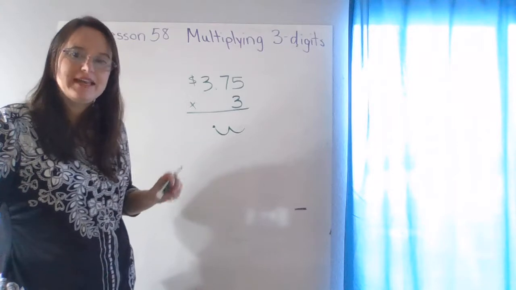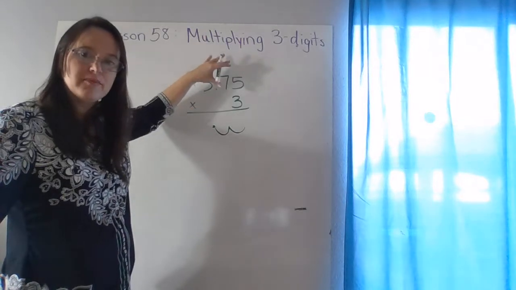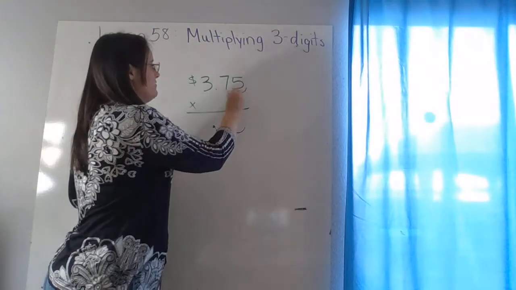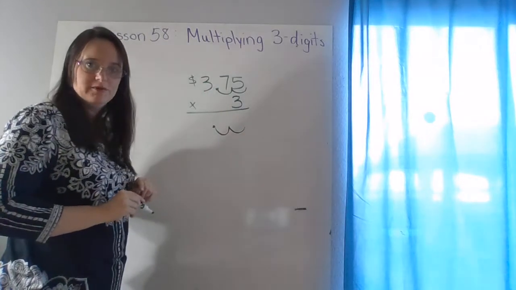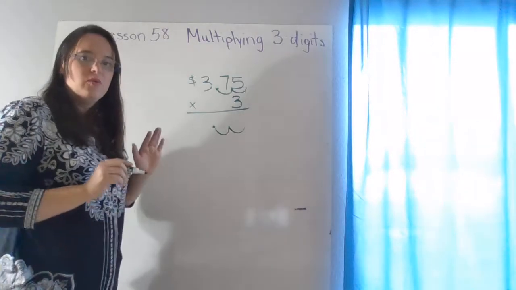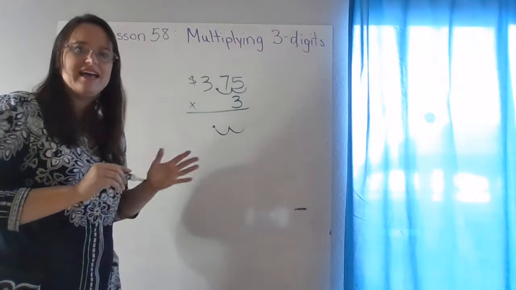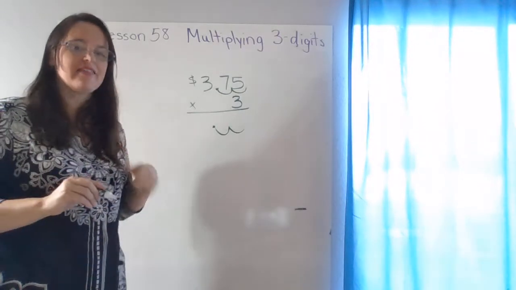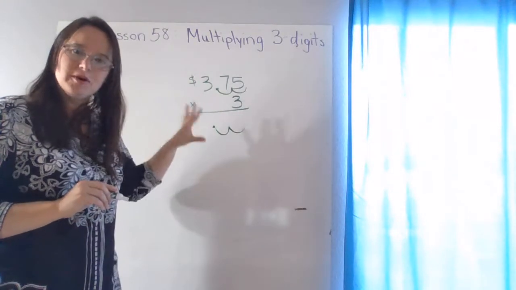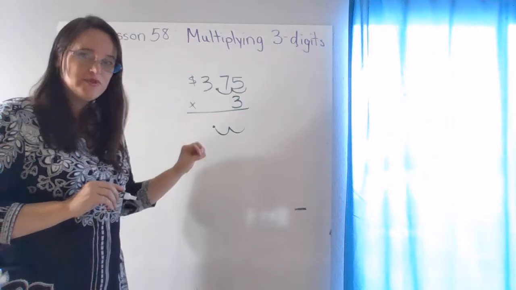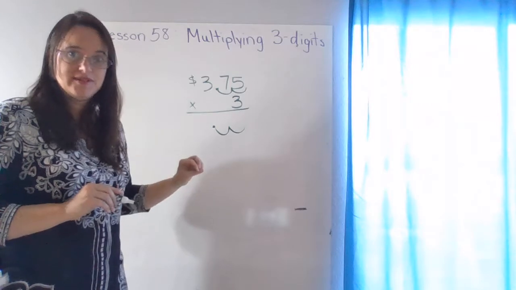We put however many decimal places in the answer as there are in the problem. So in this case, I have 1, 2 decimal places. So my answer is going to have 1, 2 decimal places. Okay? We're not going to do anything more difficult than that in 4th grade, but as you get to 5th, 6th grade math, there's another idea, another trick to multiplying decimals. I don't want to confuse you with that today, but I want you to know it's not the same as when we add decimals, okay?